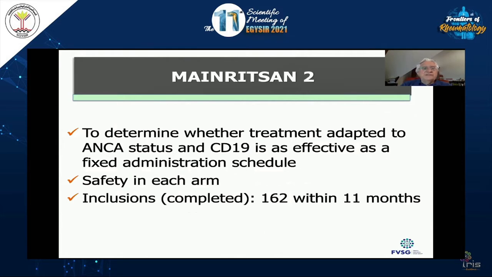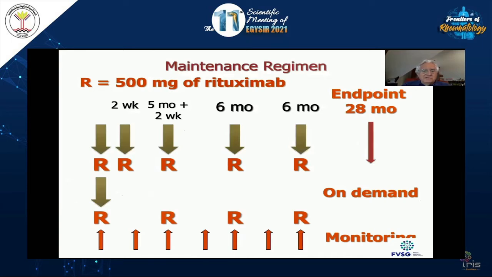With the MAINRITSAN 2 study, we tried to determine whether treatment adapted to ANCA status and CD19 is as effective as a fixed administration schedule. It was in fact on-demand infusions of rituximab versus a fixed dose of rituximab. We treated 162 patients in this trial. The fixed dose was the MAINRITSAN 1 trial, and the second one is on demand. When patients had an increase in ANCA titer or the reoccurrence of CD19, they were infused. If we had a stable level of markers or no marker, they were not infused.